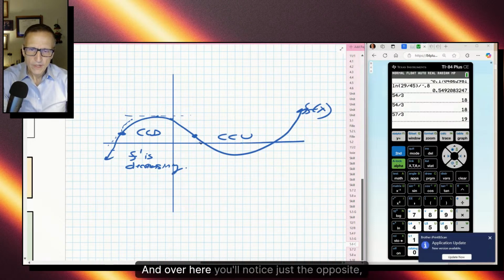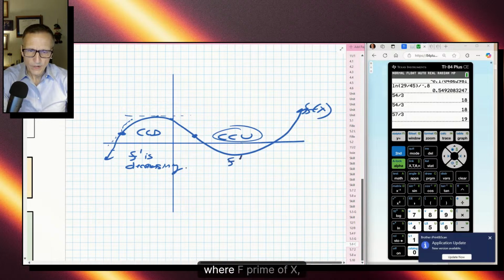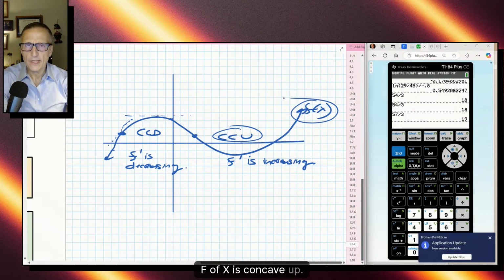And over here, you'll notice just the opposite: my slopes go from negative to 0 to positive and more positive, higher positive as I move to the right. So this tells me that any region where f prime of x is increasing has to be a region for which the original function f of x is concave up. Well, let's go one step further.